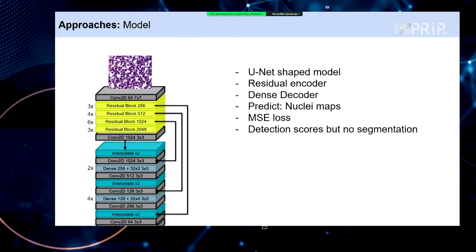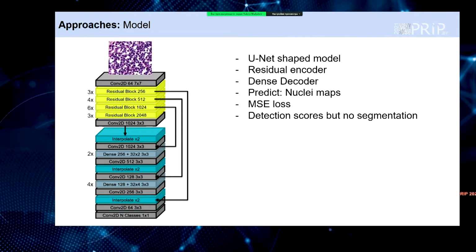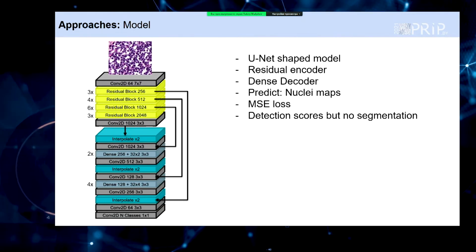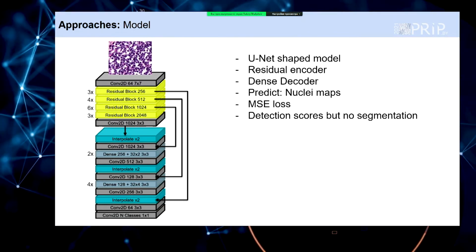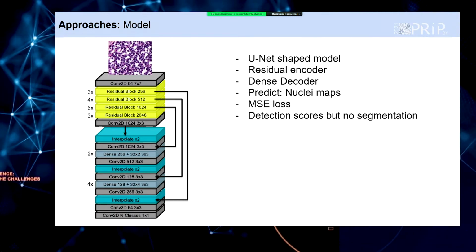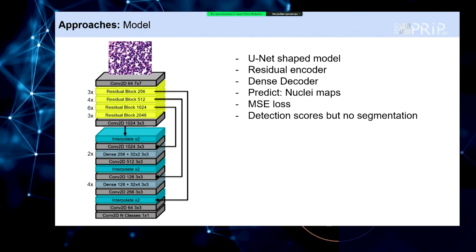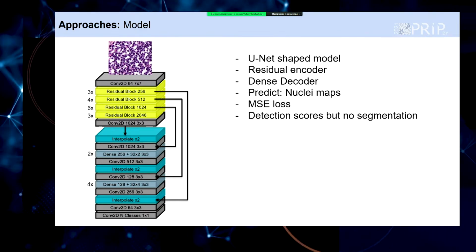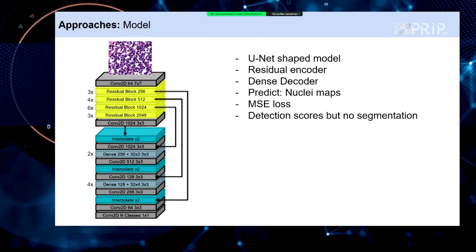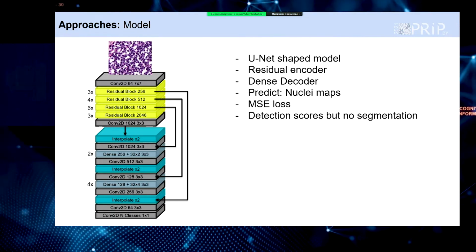As for our deep learning model, we were motivated by HoVer-Net. We used a UNet-shaped neural network with residual blocks to make better propagation of signal to the end features, and then dense blocks to interpolate for the heat map. Also, we tried several losses, but we found that MSE loss works the best.